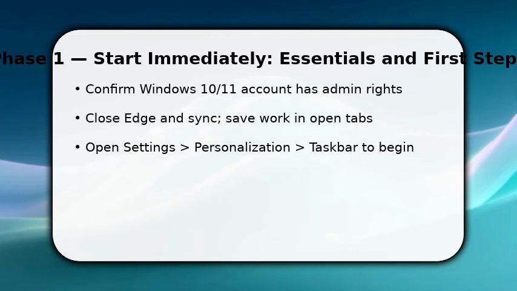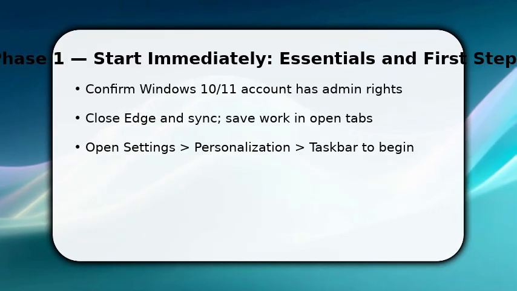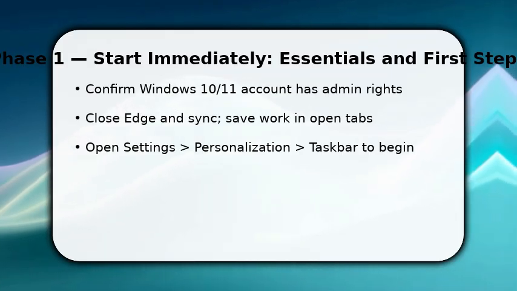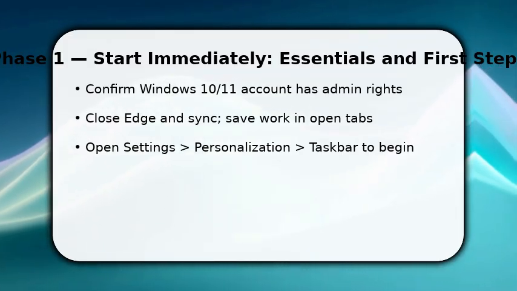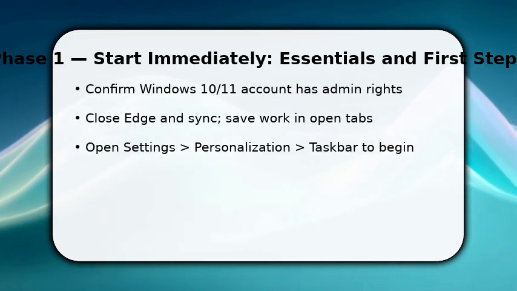Enjoy the video. You need admin rights and Edge closed. This lets you change taskbar items safely. First, open Settings and go to Personalization, then select Taskbar. Once there, locate the Search or Widgets toggle.